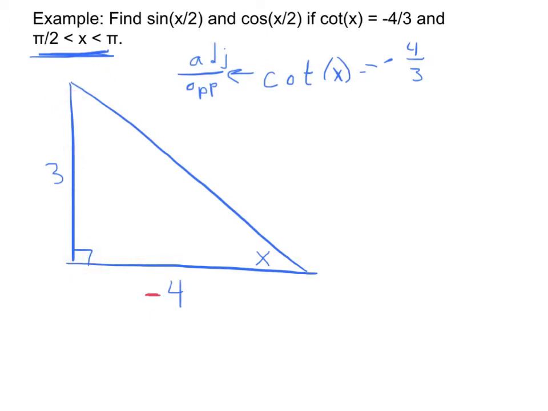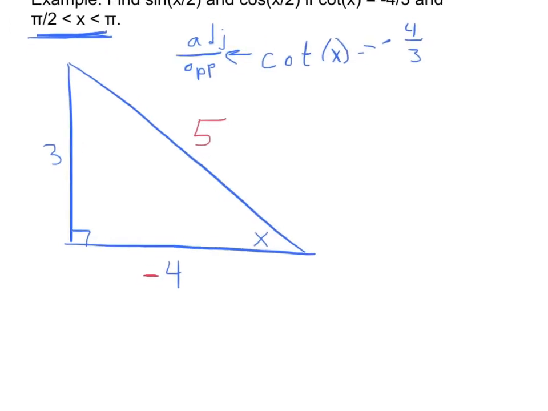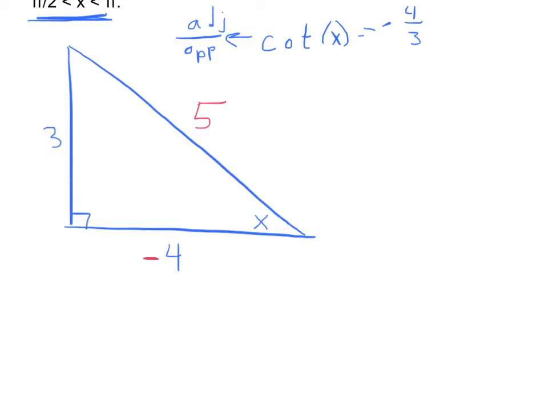Okay? So now that I have that done, I can complete the triangle. Completing the triangle should be pretty simple because this is a 3, 4, 5 triangle, a Pythagorean triple. So we have 3, 4, 5 there. Now that I have those things, I can begin to answer the questions of what the sine and cosine of x over 2 are. So what we might want to do is actually write down what the identities are for those.